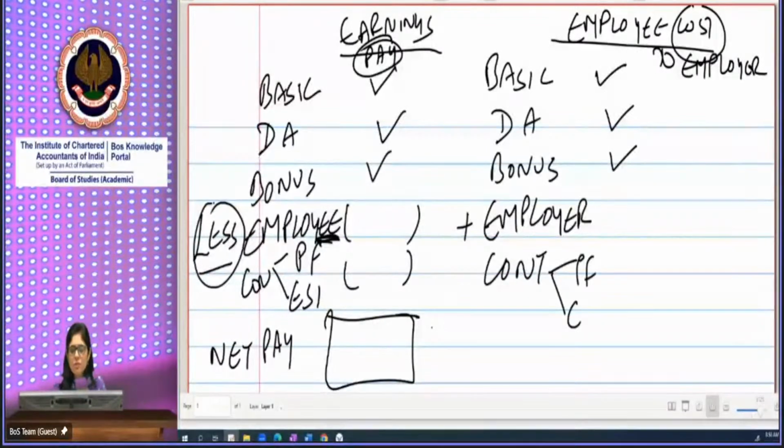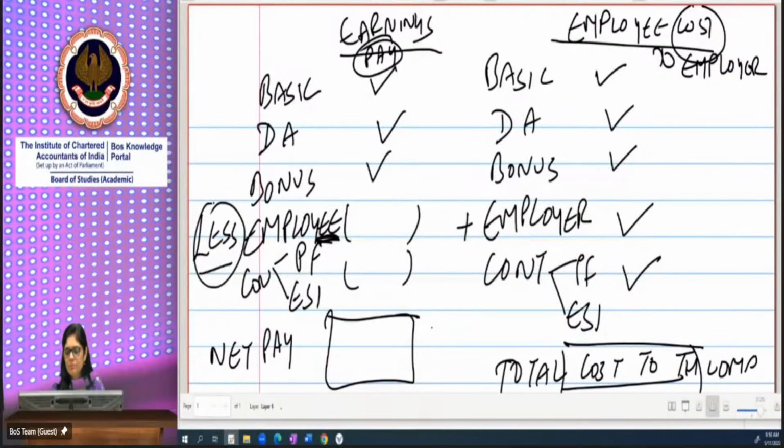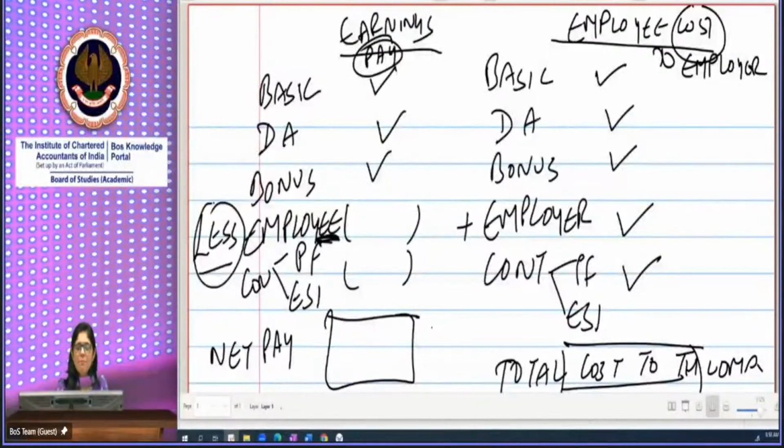Employer contribution to PF and ESI will also be added, and this is the total employee cost for the organization, the total CTC, the total cost to the company. Whenever we are paying, the employee contribution is deducted, but whenever you're calculating cost to the company, the employer contribution is added. So that means the employer is also contributing to it. Here the employee has a deduction from his own salary, from what he will be getting.